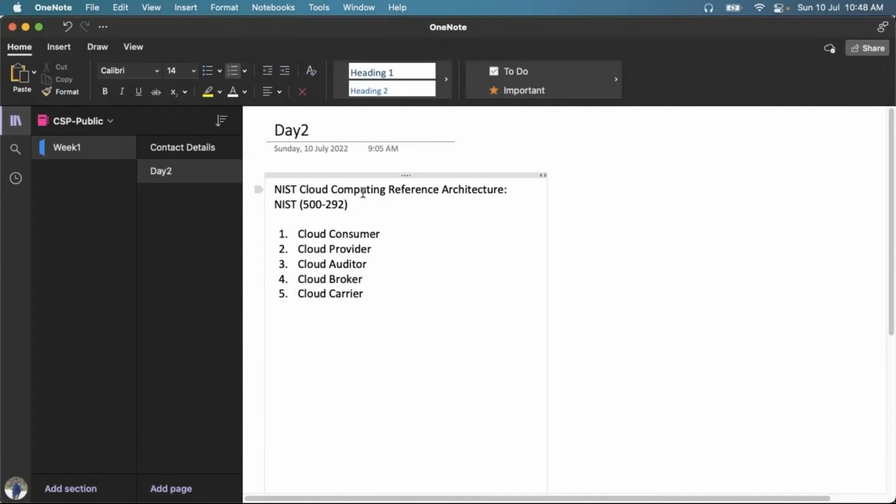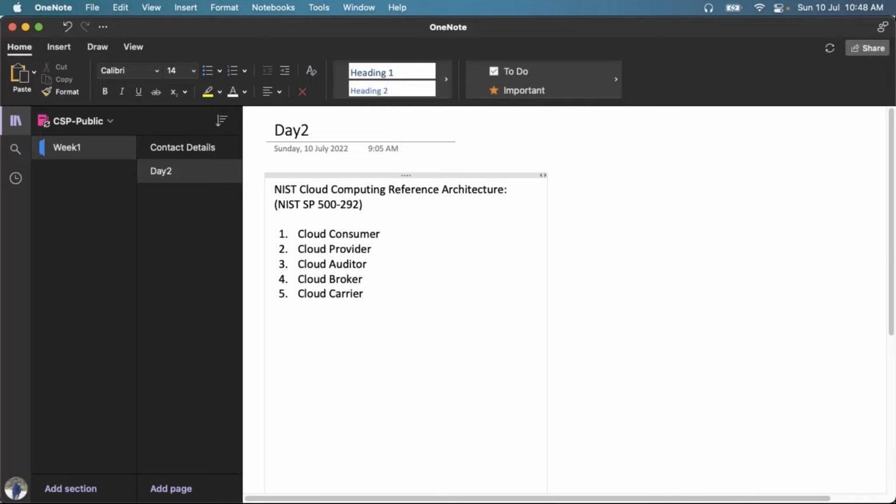The NIST Cloud Computing Reference Architecture is NIST Special Publication 500-292, which defines the different roles in the cloud itself. It helps to identify roles and responsibilities in the cloud.